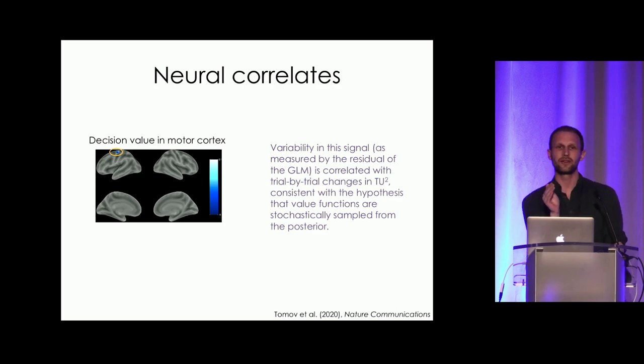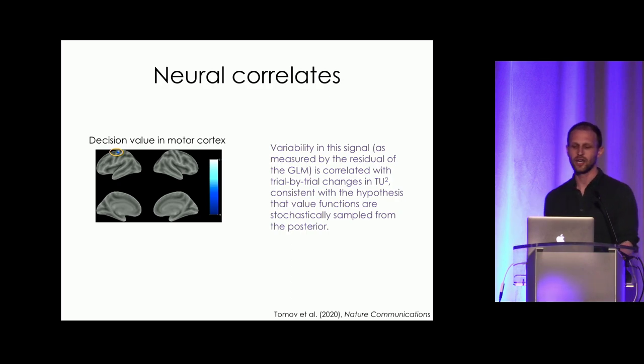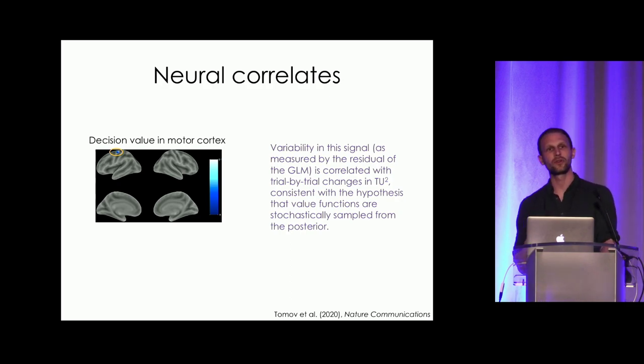But the critical thing here is that if you take the residuals of the GLM that we use to model motor cortex as a function of decision value, the residual of that GLM is predictive of trial-by-trial changes in the square of total uncertainty, which you'll have to just trust me, that's the right algebraic correspondence. So that's direct evidence that the neural coding of value is stochastically fluctuating, not just purely randomly, but actually in lockstep with total uncertainty. Okay.